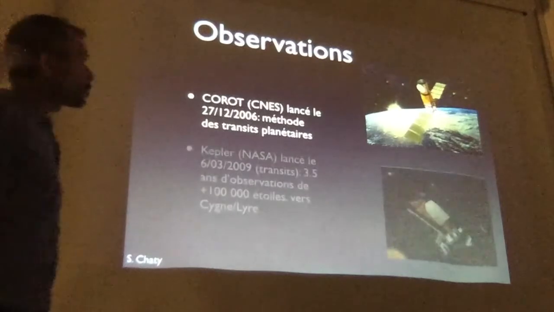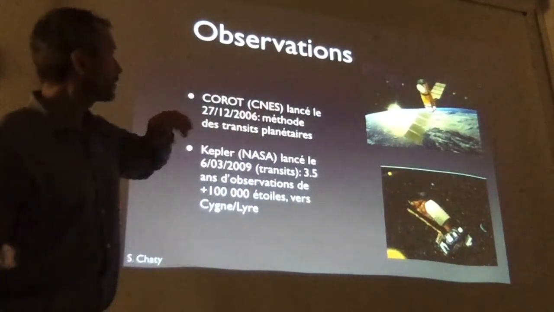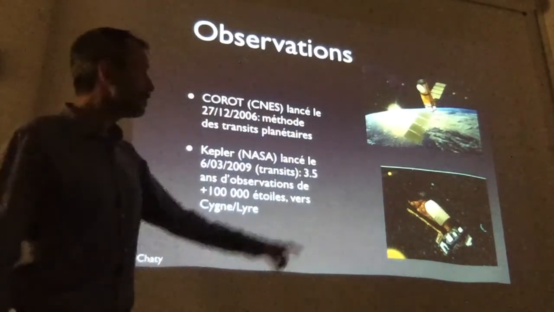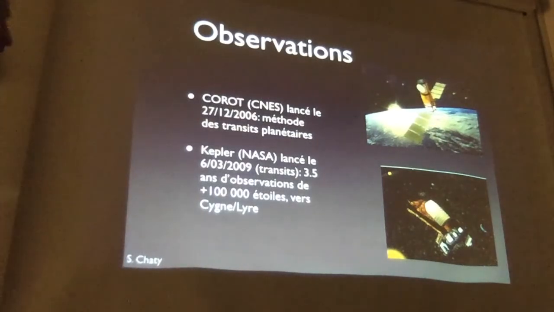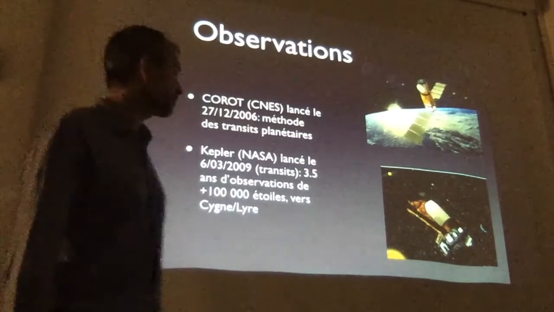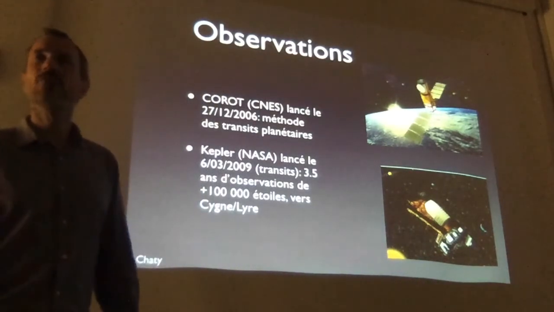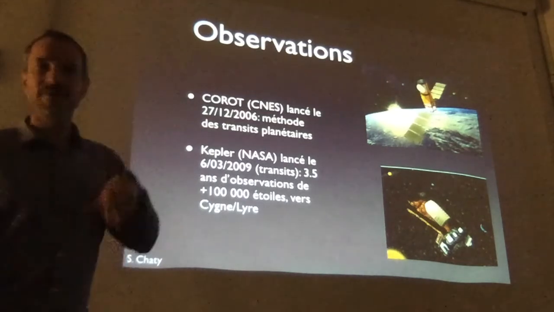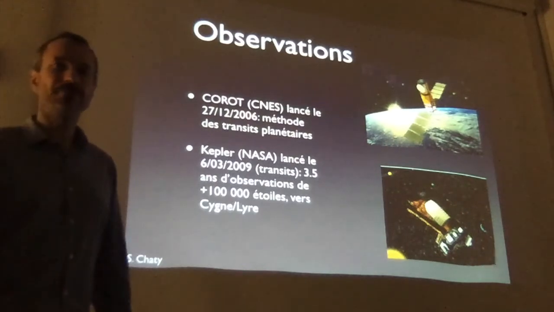Many observations that I showed you come from CoRoT, a CNES French satellite observing the transits. Kepler has completely revolutionized the field. Kepler is a NASA satellite which has, I think, detected something like 2,500 exoplanets. So it's really huge, and there are still data that are being worked on now.